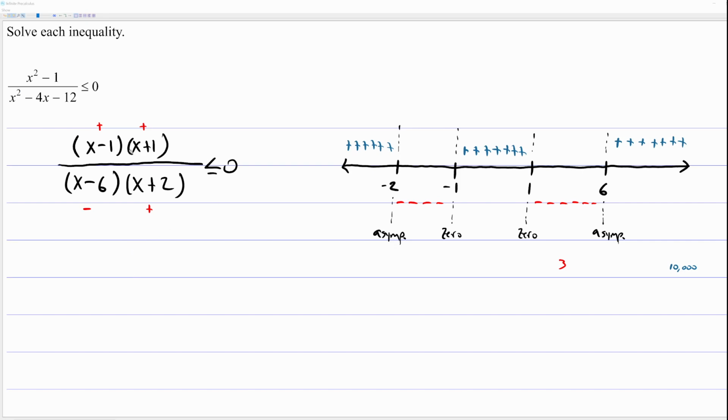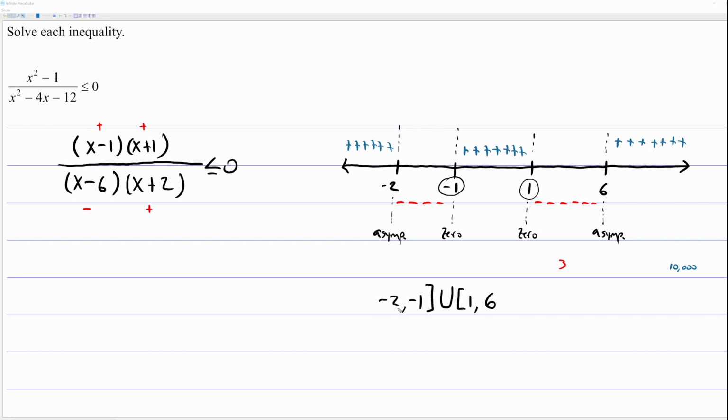We want to know when this expression is less than or equal to 0. So again, we're looking at the negatives, but since it says less than or equal to, well, we're equal to 0 at this point, and we're equal to 0 at this point. So how am I going to write the answer? All right, so we're negative from -2 to -1, and we're equal to 0 here. And then we pick back up at 1, we go to 6.